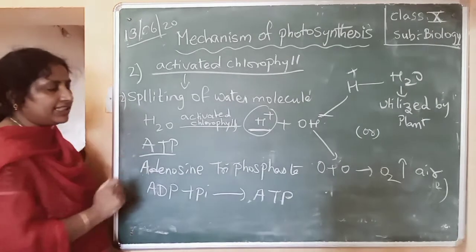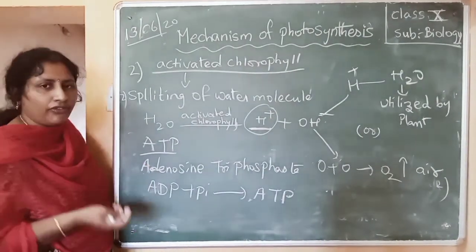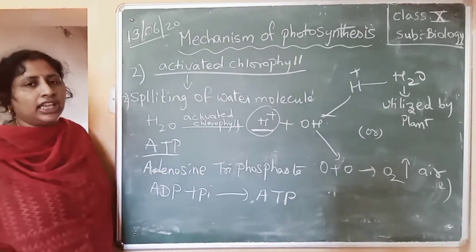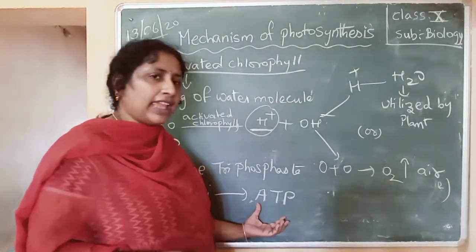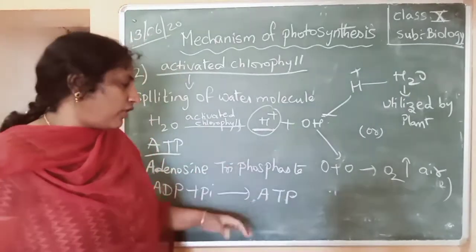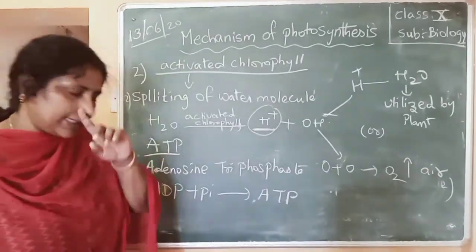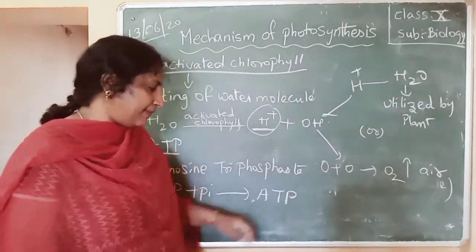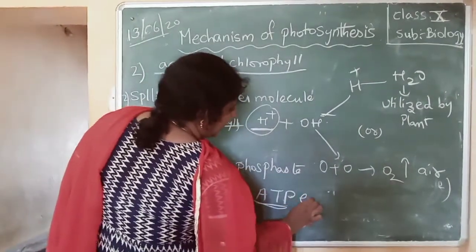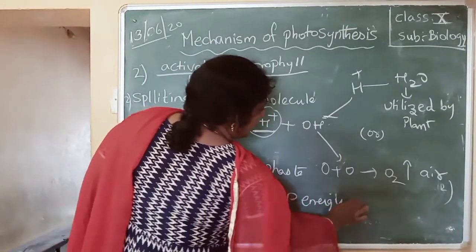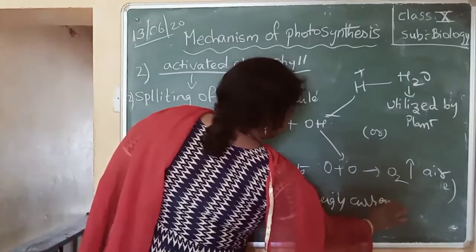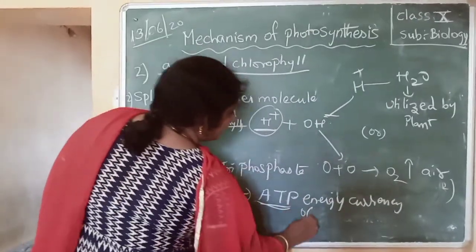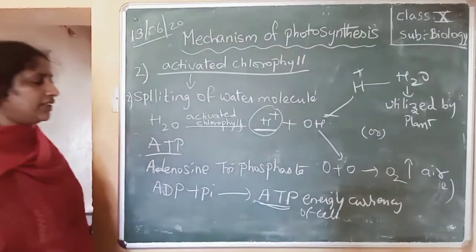It is the energy for the cell. Whatever food you are eating is broken down to get energy, and that energy is in the form of ATP. Every cell needs energy in the form of ATP. Whatever energy is synthesized in the body is in the form of ATP. So ATP is the energy currency of the cell.